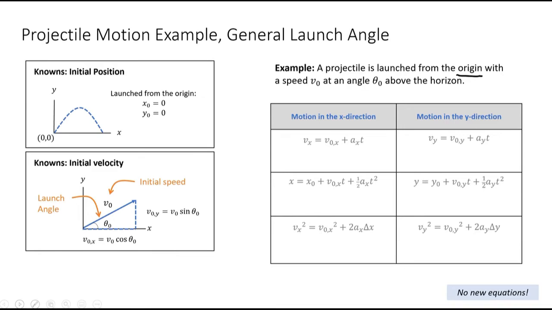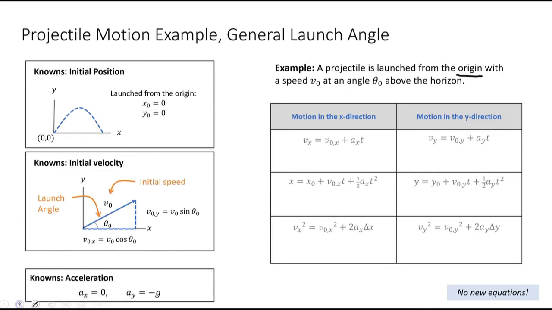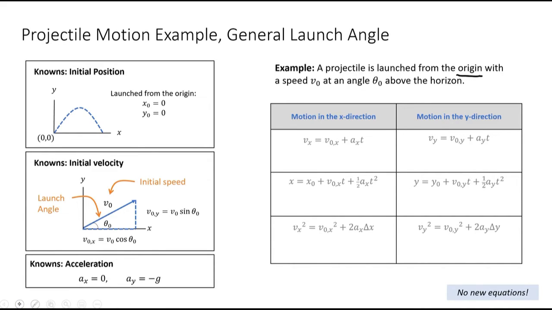All right, so we now know x naught, y naught, v naught x, and v naught y. Remember, for any projectile, we can also write down the acceleration. So these are going to be our last two knowns that we can pull out of that problem statement.